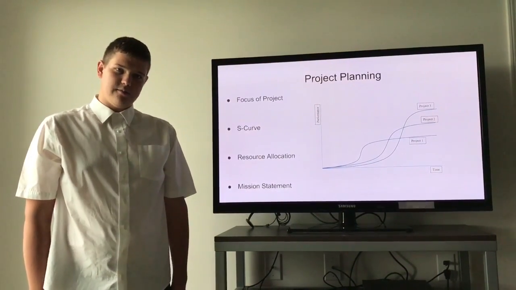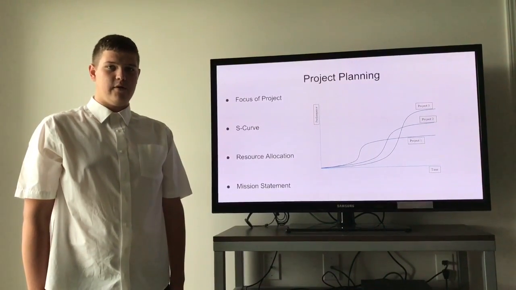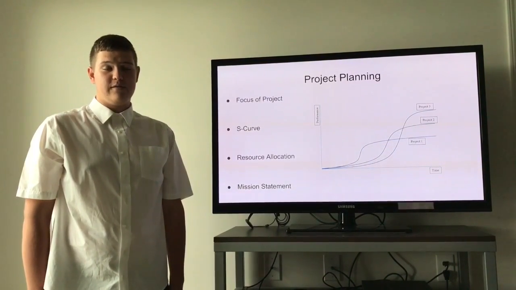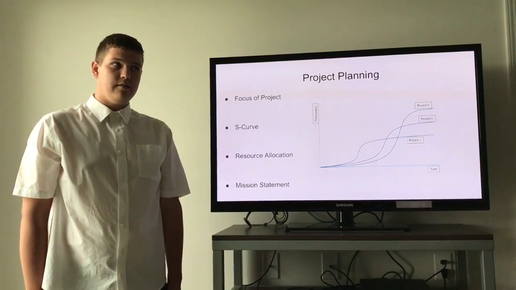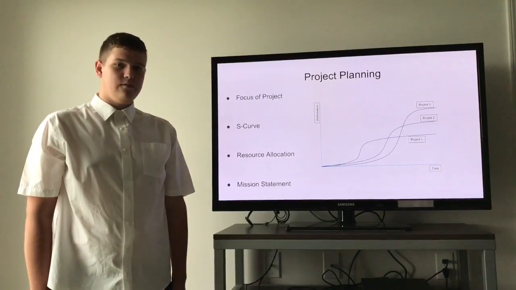And from those 3 projects, we developed an S-curve to determine which project would give us the best performance over time. We determined that project 1 would give a small performance boost over a short period of time, while project 3 would have a larger performance value over a longer period of time. And project 2 would be somewhere in the middle.